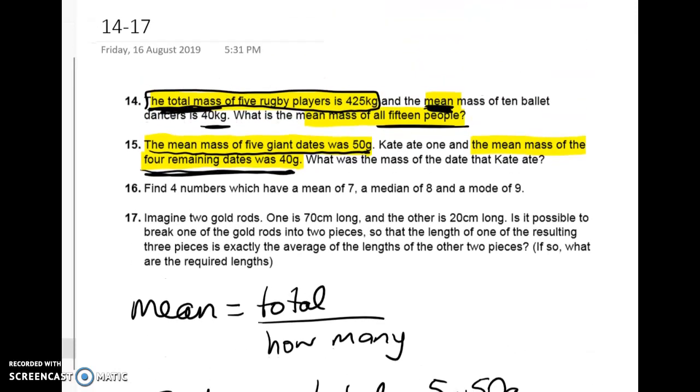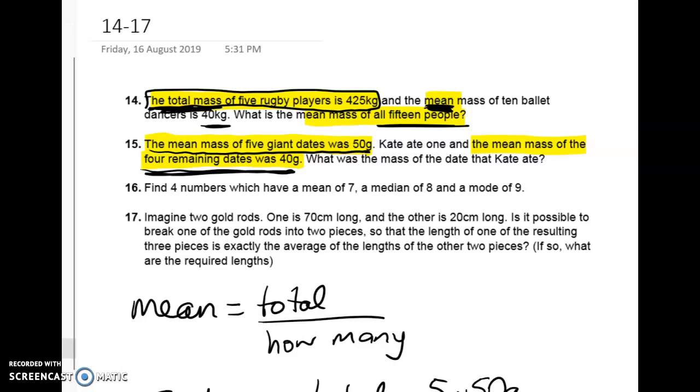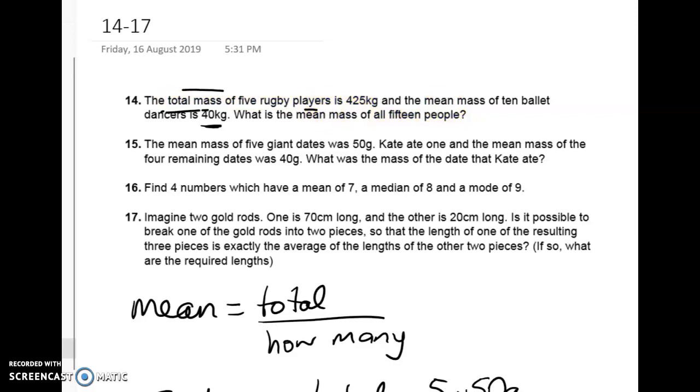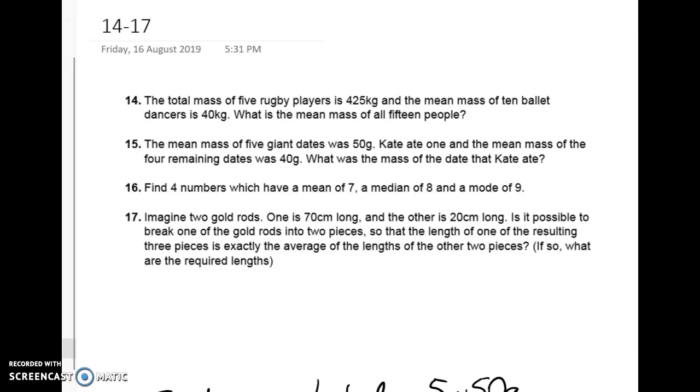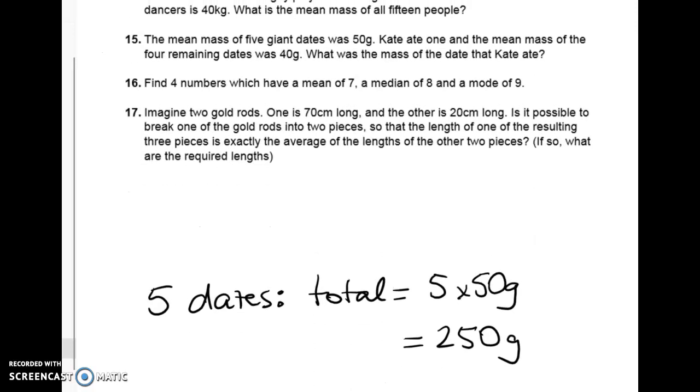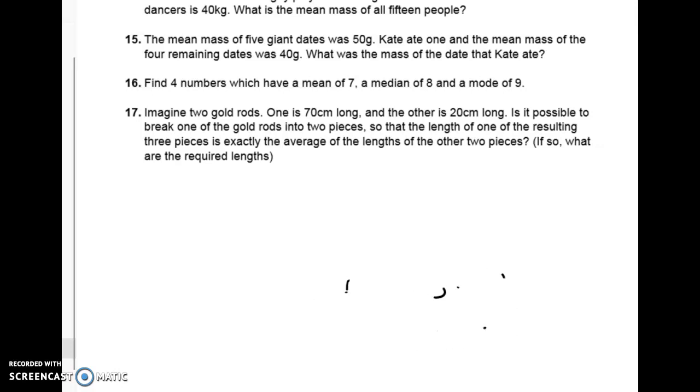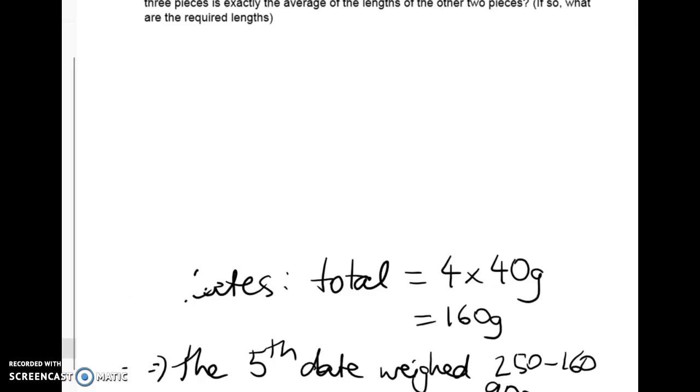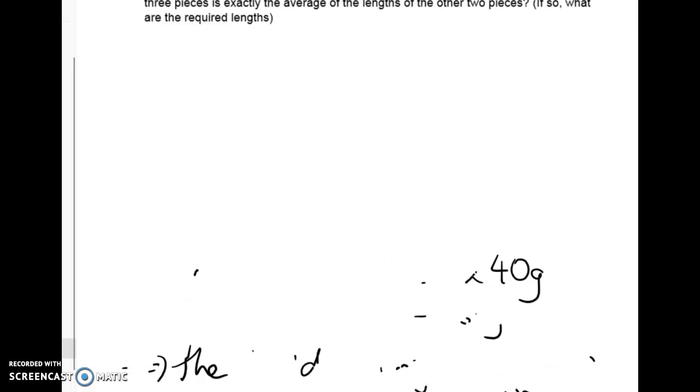Okay, question 16, starting to get more fun. Find 4 numbers that have got a mean of 7, a median of 8, and a mode of 9. So this is an example of a question that gives you lots of information. You just have to figure out where it's kind of hiding and how we can think about it. So there are different ways to do this, but I'm going to show you how I did it.